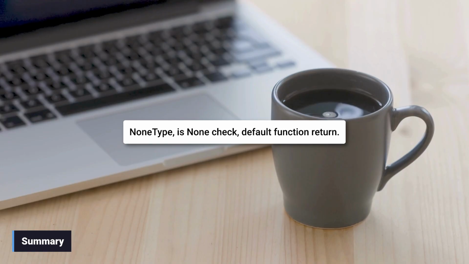To summarize, None is Python's way of saying no value here. Use it for initializing variables, defining default arguments, and checking the return status of functions that don't explicitly return data.